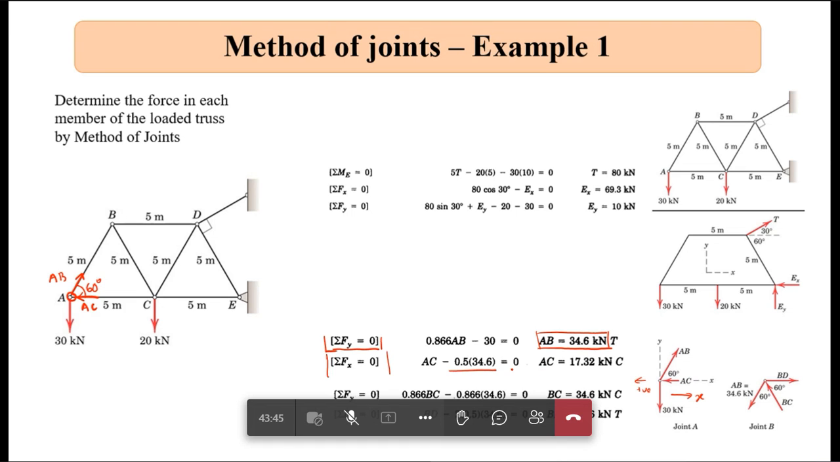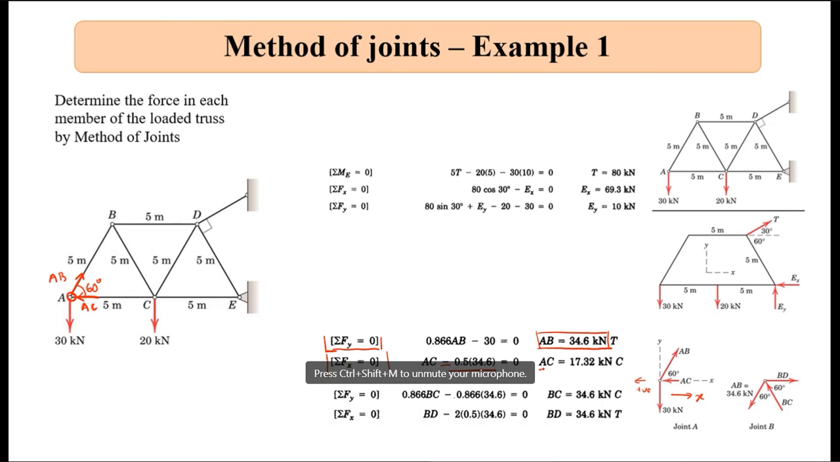That is what they have done. This should be equal to this. So AC is equal to 17.32 kilonewton compression. I had already taken it in the compression direction and this comes out to be positive. So the compression direction that I had taken is true. So I did not change the sign here.